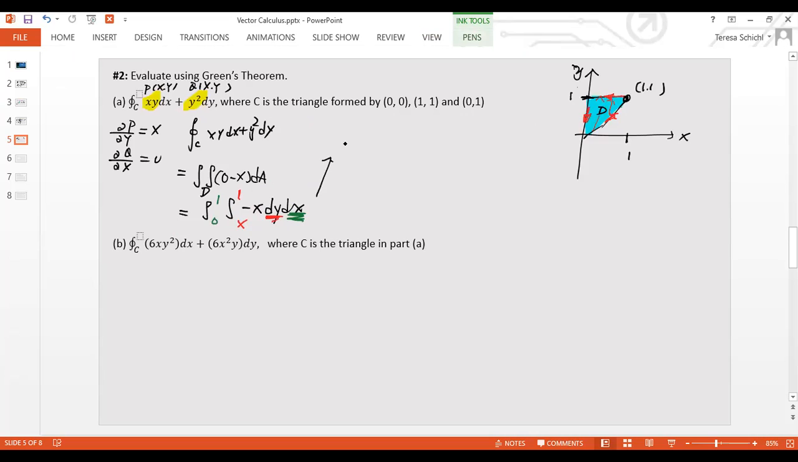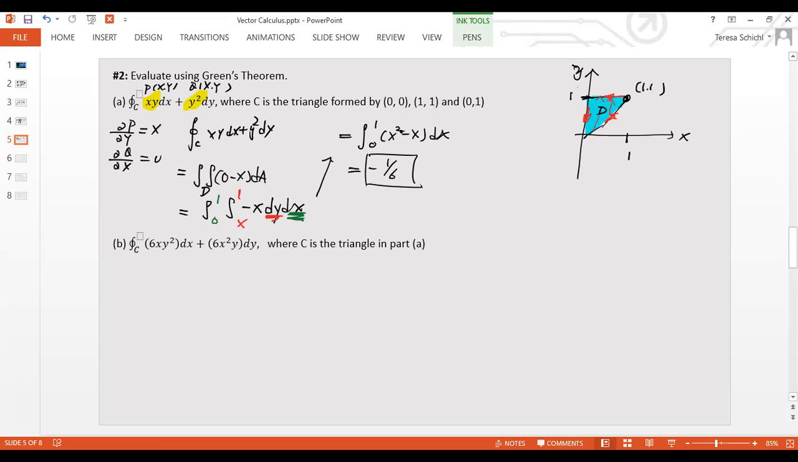This one would be very easy. Everybody should know how to do this integration. It will be the integral from 0 to 1 of x squared minus x dx. So finally you will get negative 1 over 6. Look at how easily Green's theorem simplifies this. If you don't use Green's theorem, will you be able to find the answer? Absolutely. You can parameterize the 3 lines, 1, 2, 3, do the integration for each line, then add them together.